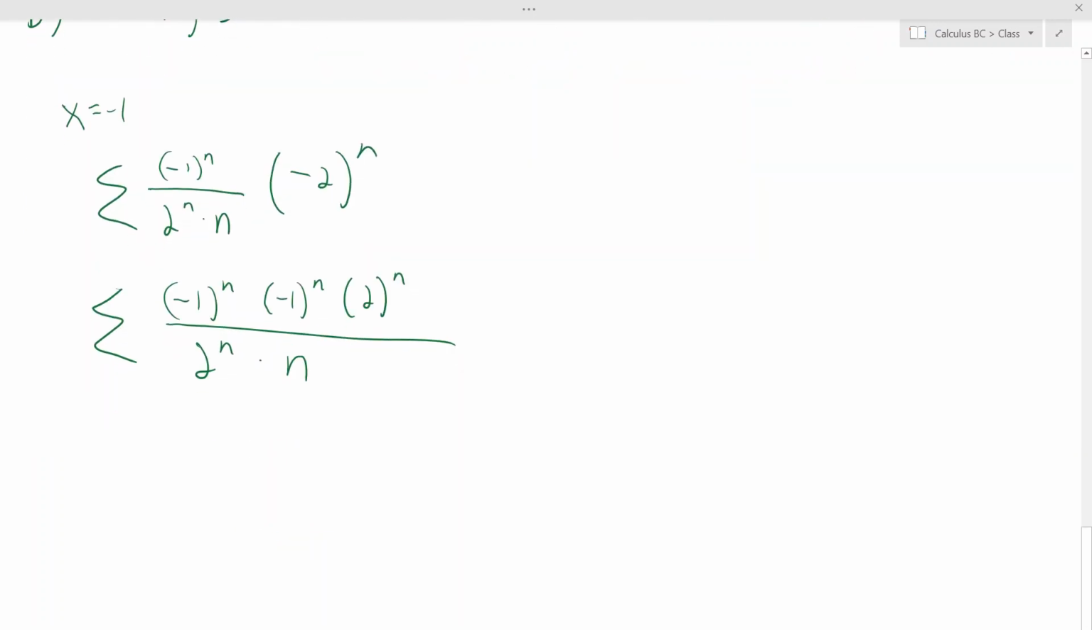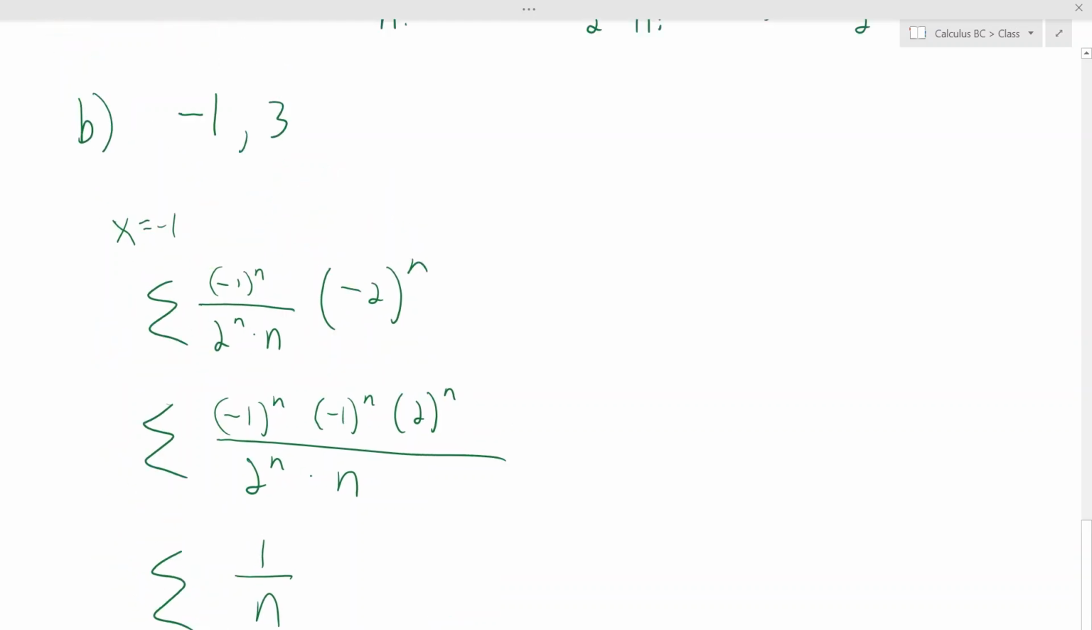And you'll see what happens here is the (-1)^n and (-1)^n become (-1)^(2n). But that's just 1, because you're squaring it all the time. So this becomes, and the 2^n's cancel, 1 over n. Just like we saw in the last question, you're going to say diverges because it's the harmonic series, or by the p-series with p equals 1. So we cannot include -1. Great.